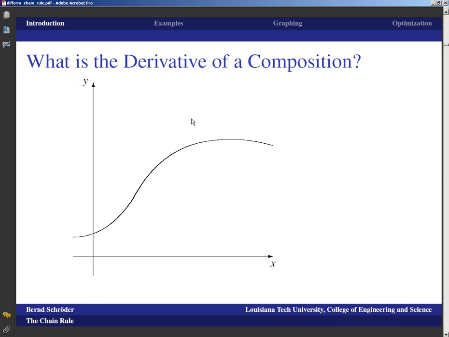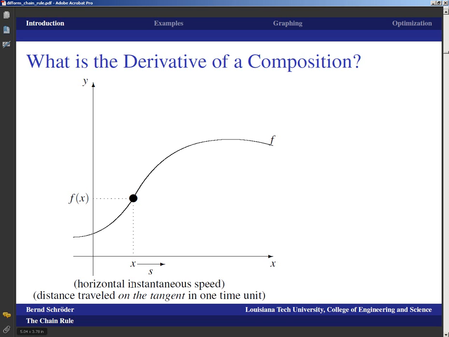Okay, so now how does this work for a function? Well, for a function f, we may be at a point x, and then of course your y coordinate is f of x. If we go at a speed s in the x direction, that would be now horizontal instantaneous speed, because of course things will change as we travel along the function for the vertical speed. But the horizontal instantaneous speed will ultimately give us the distance traveled on the tangent in one time unit.